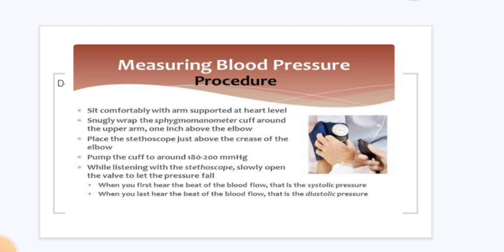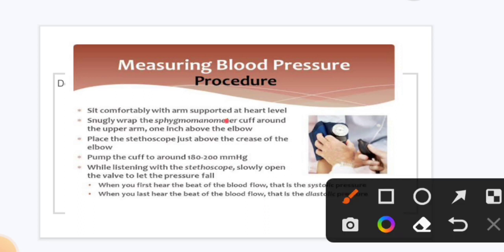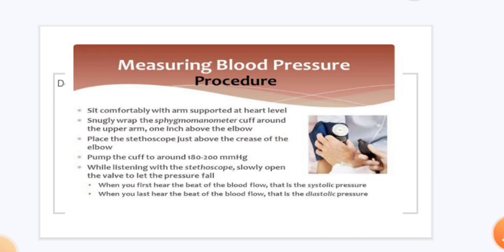Measuring the BP: set the patient comfortably at heart level and wrap the sphygmomanometer cuff. The BP apparatus is called a sphygmomanometer. Wrap it around the upper arm, an inch above the elbow. The stethoscope is placed just above the crease of the elbow, which is called the antecubital fossa. Pump the cuff to 180 to 200 mmHg, then listen with the stethoscope. The stethoscope is placed in the antecubital fossa.